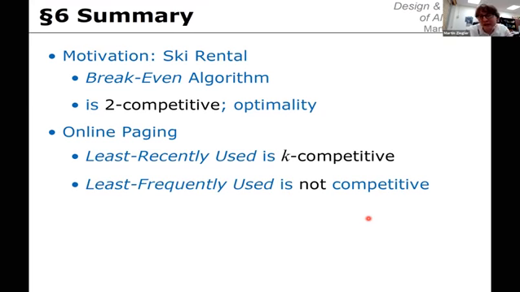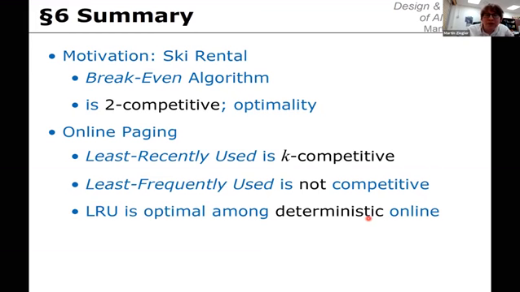And we've seen that the maybe equally reasonable heuristic of least frequently used is not competitive at all. It has no bounded competitive ratio. We proved that, again, by constructing a bad input sequence, which is bad for least frequently used, but on which an optimal offline algorithm can achieve a small number of page faults. Therefore the ratio becomes arbitrarily large, which means it is not competitive in any sense.